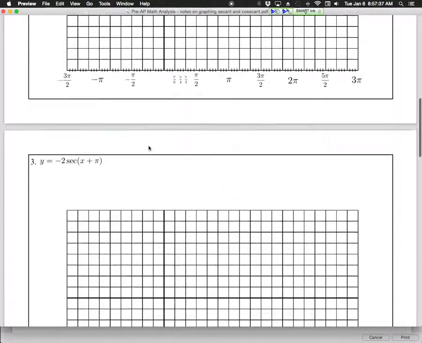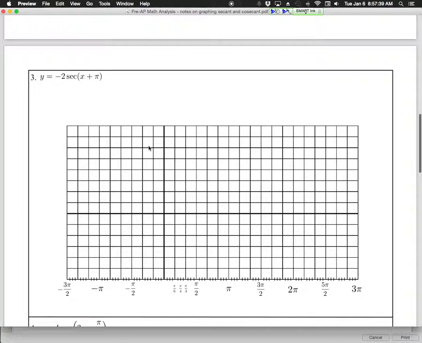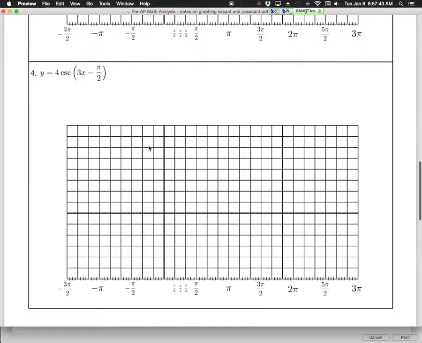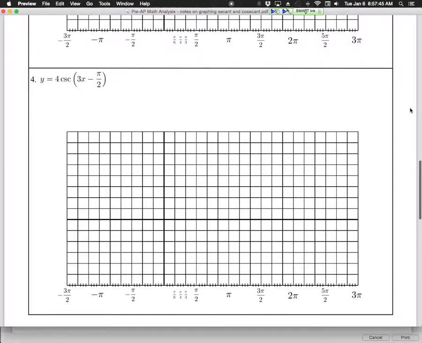Let's jump to a different one, because we ended up being able to do this in only about 3 problems. Let's jump to number 4. All right, number 4. I have y equals 4 cosecant of 3x minus pi over 2.